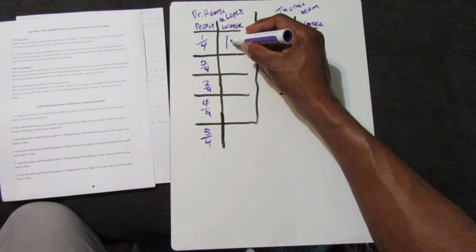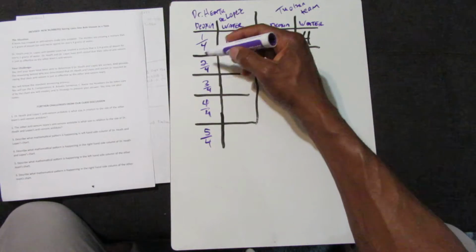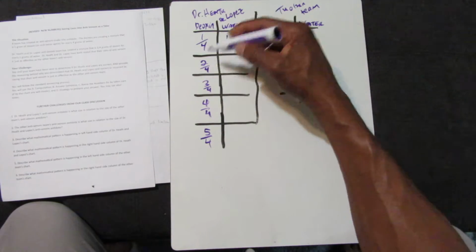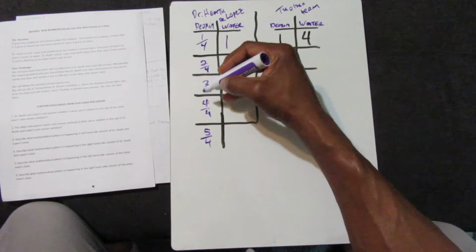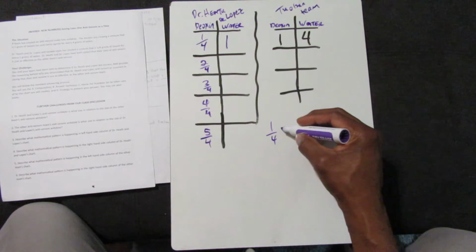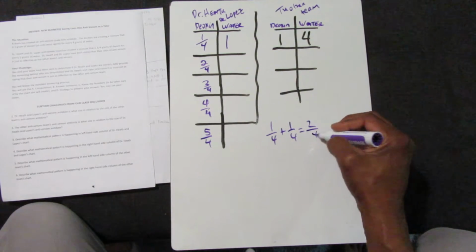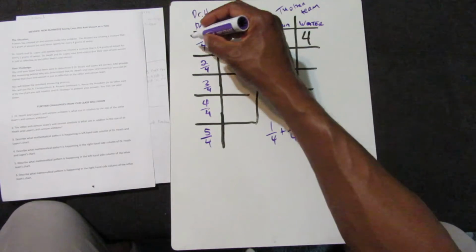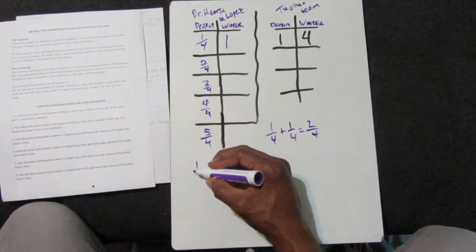So what I'm going to do here is figure out a pattern. Even though this is changing, I'm noticing something happening on the side here. 1/4, 2/4, 3/4, 4/4, 5/4. It looks like we're doing 1/4 plus another 1/4, which gives me 2/4. So what's the pattern here? It looks like it's increasing or decreasing by what? 1/4.